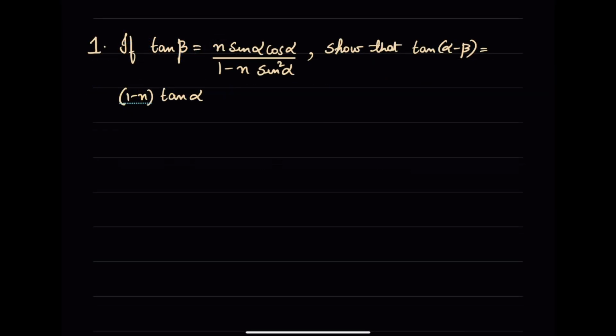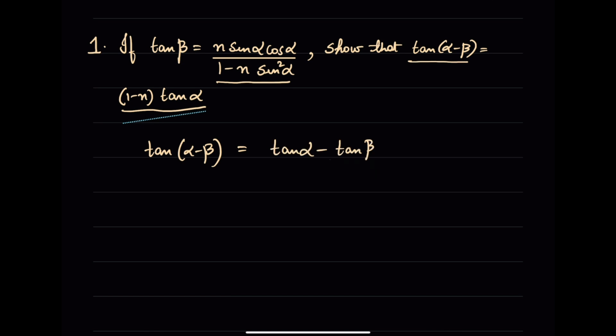So in the first question, the value of tan B is given, which is n sin alpha times cos alpha divided by 1 minus n sin square alpha. Using this information, we have to prove that tan of alpha minus beta is equal to 1 minus n tan alpha. So let's write the formula of tan of alpha minus beta. This will be equal to tan alpha minus tan beta divided by 1 plus tan alpha tan beta.